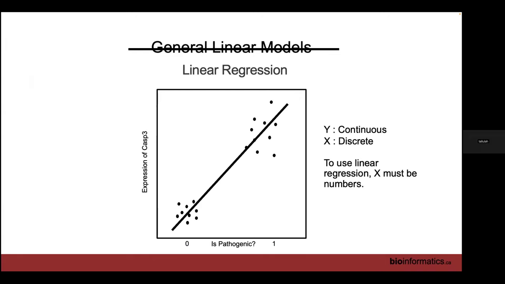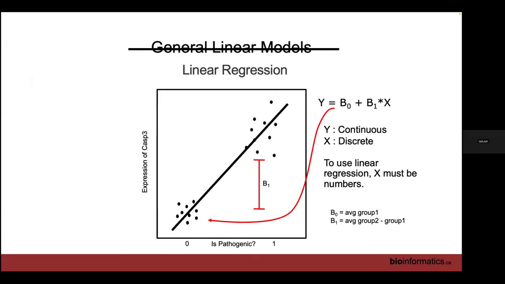Okay. So there's our line we fitted with linear regression. Our equation: B0 is now the mean expression in group 0, so not pathogenic. And B1 is the difference in expression between is pathogenic and is not pathogenic. Okay, everyone's following? Right, so B0 is the average of group 1. B1 is the average of group 2 minus the average of group 1.